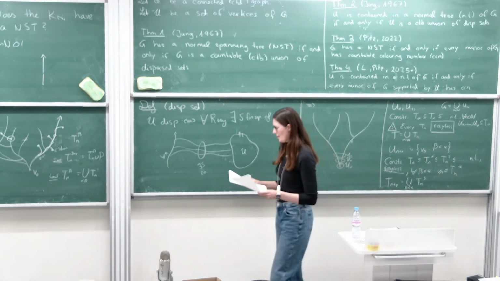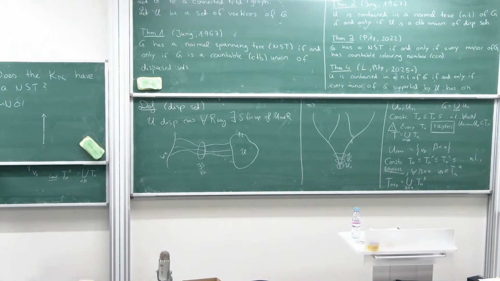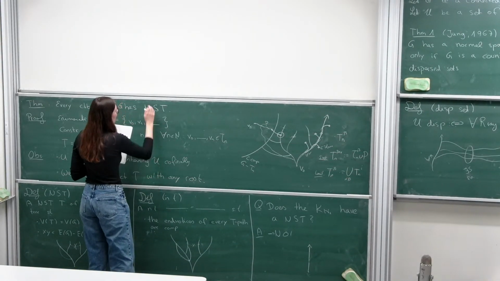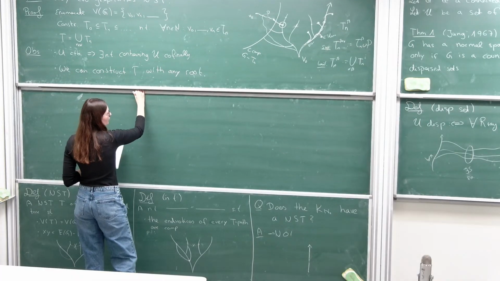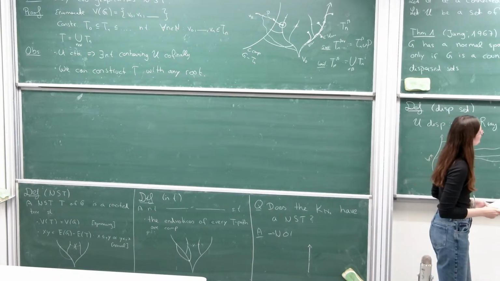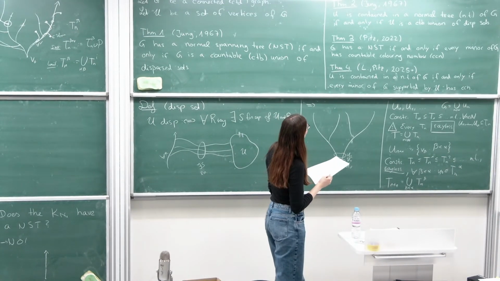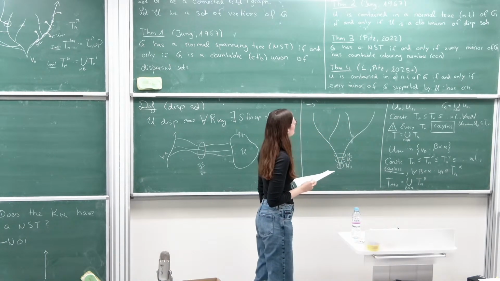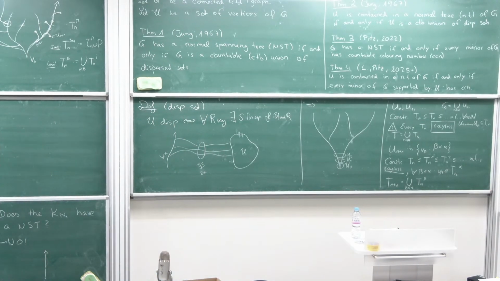Okay, so then I would like to continue with theorem number 3. And for theorem number 3, we need a new definition. So the theorem is that a connected graph G has a normal spanning tree if and only if every minor of G has countable coloring number. So what is countable coloring number?